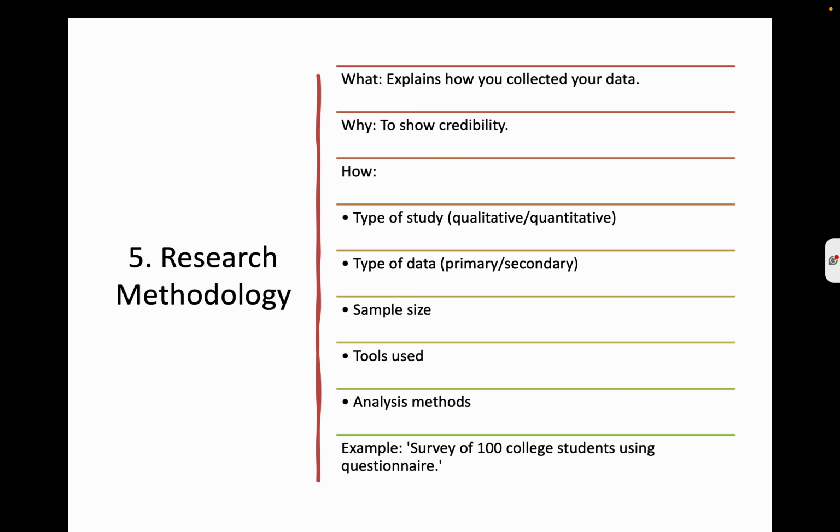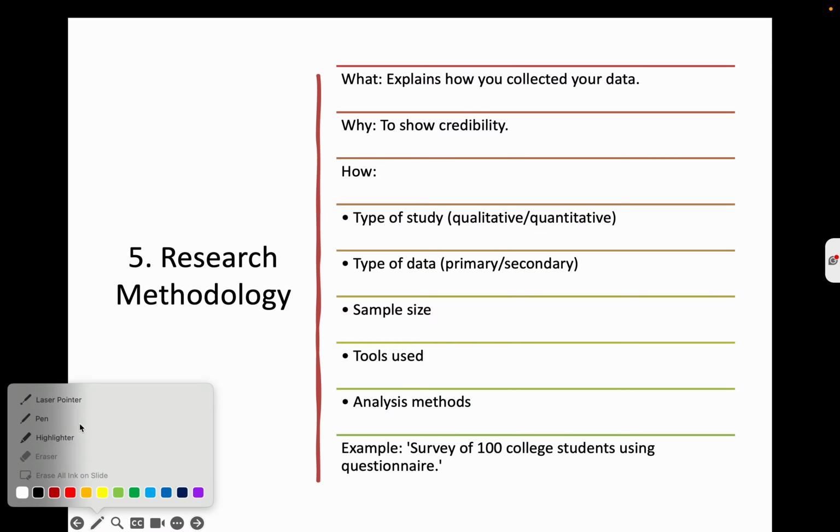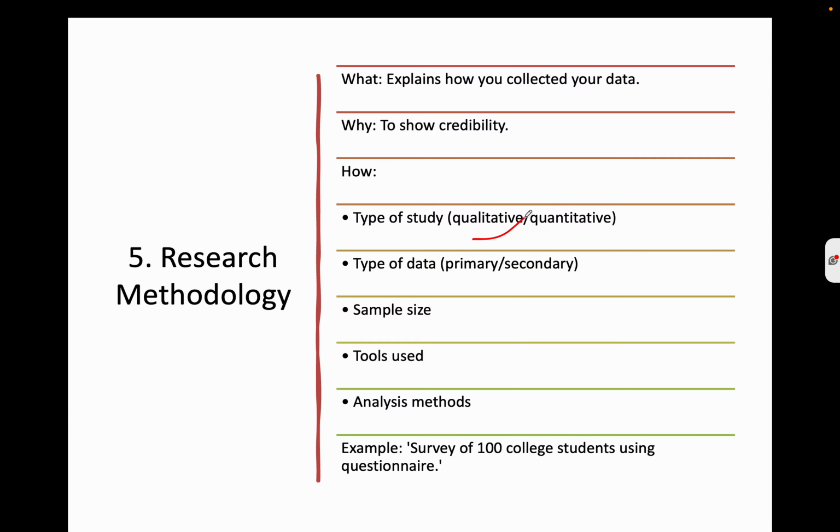Now see, when I talk about quantitative, it deals with numbers. When I talk about a qualitative type of study, it deals with quality. For example, I am feeling very sad today because it's not raining. Okay, now this feeling of sadness, I cannot describe in numbers, so this will be qualitative data.